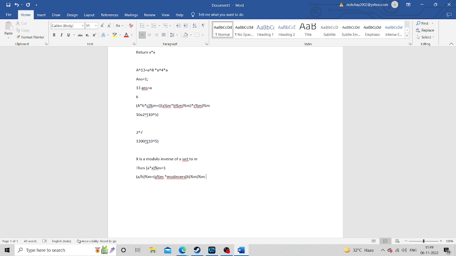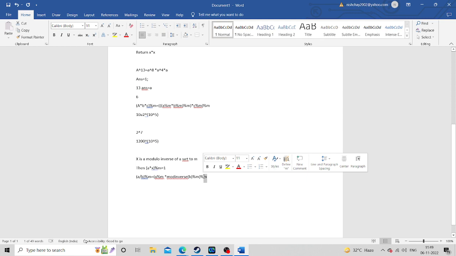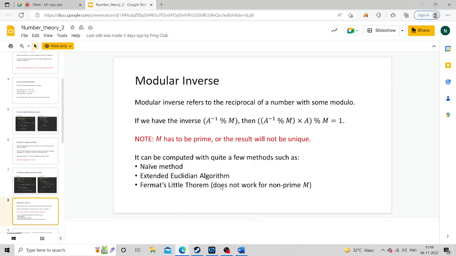So you can only do this when mod inverse is unique. If you are getting more than one mod inverse, this makes no sense, right? And the mod inverse is unique only when the number m is a prime number. Is this clear to everybody? Okay, so let's move ahead.